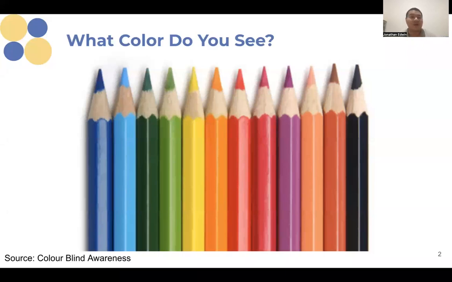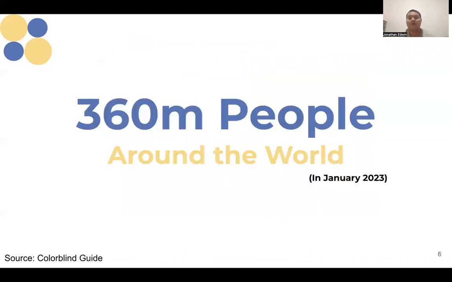So first, what color do you see? If you see a set of pencils with rainbow colors, then you are right. But not everyone sees this kind of color. In fact, some of you will see this, or this, or maybe this one. And if you're one of them, you're not alone.